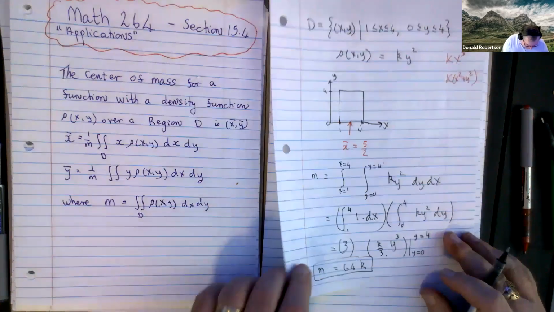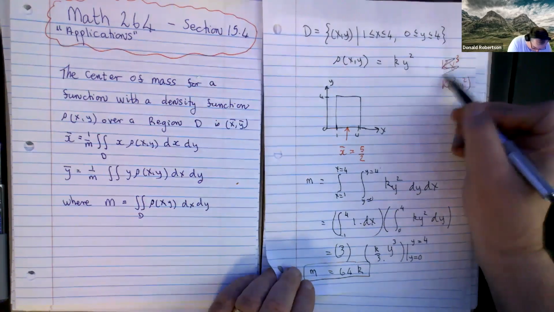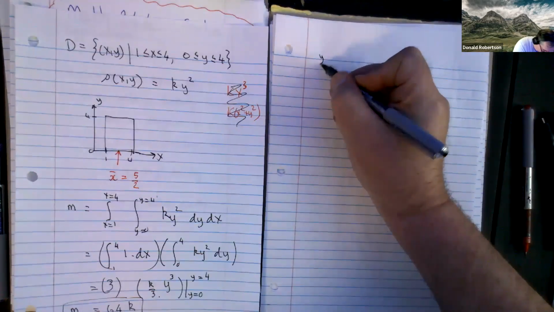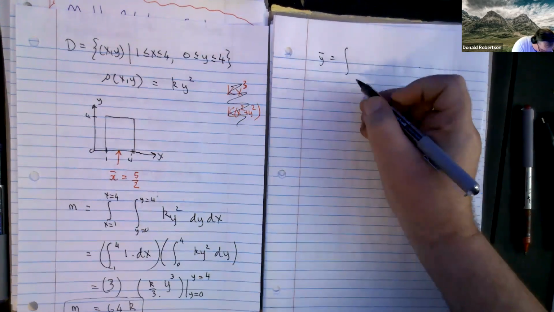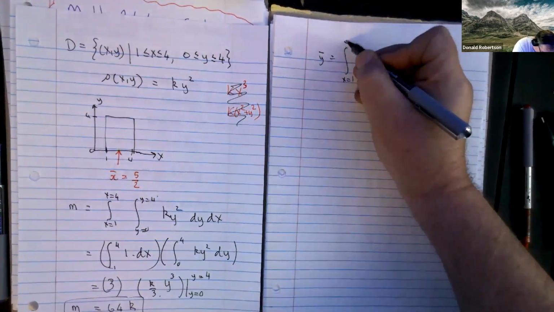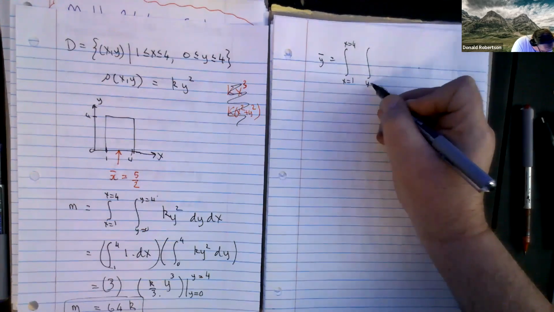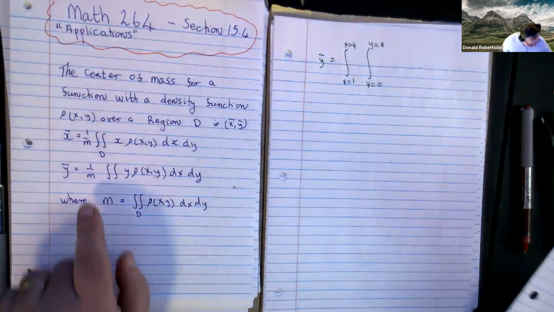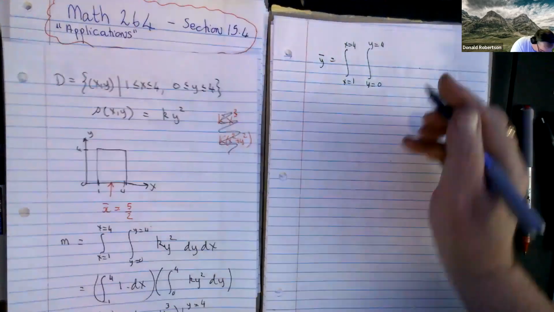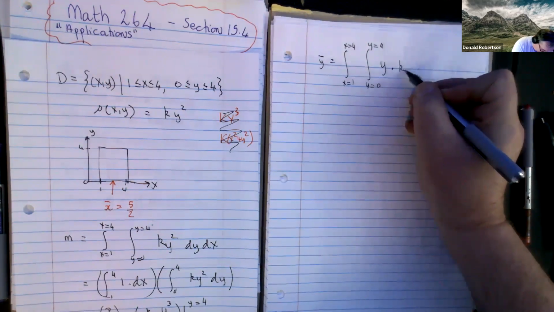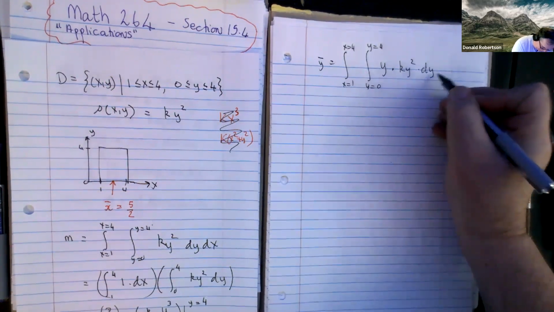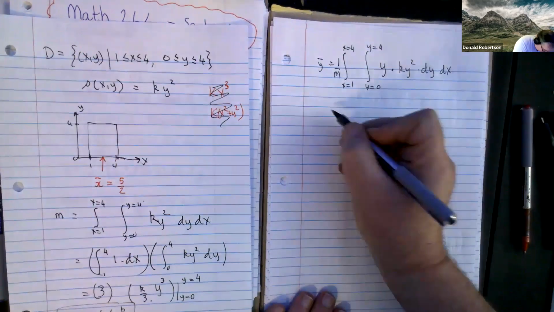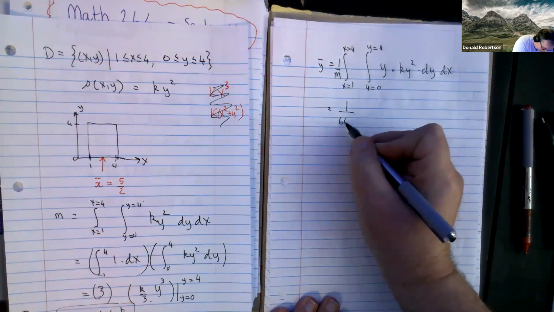Now I only need to find the y bar. So the y bar is going to be the integral from x equals 1 to x equals 4, from y equals 0 to y equals 4. And the formula is y times the density function. So y times ky squared. And I forgot my 1 over m thing. So it's going to be 1 over 64k.